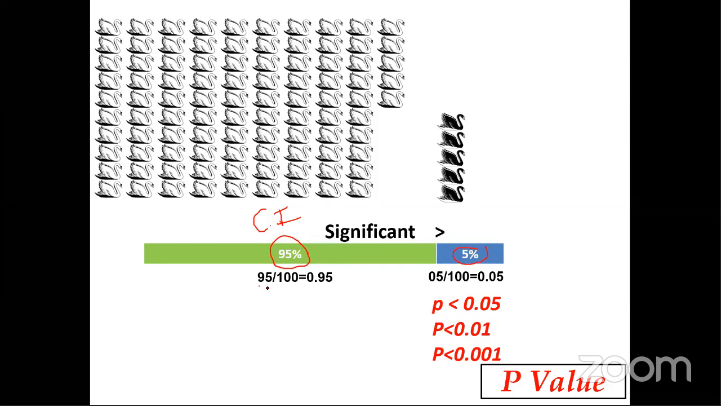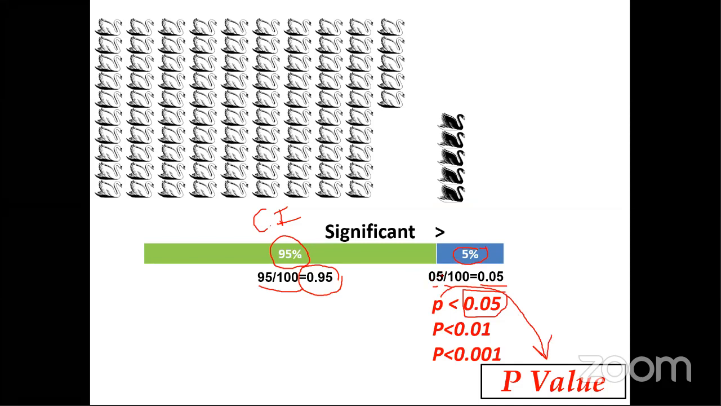Say out of 100 swans, 95% confidence means the value is 0.95. I will express this in another way. How I will express it is in the matter of 5%. 5 divided by 100 is 0.05. Right? I'm using this term as P value, probability value.